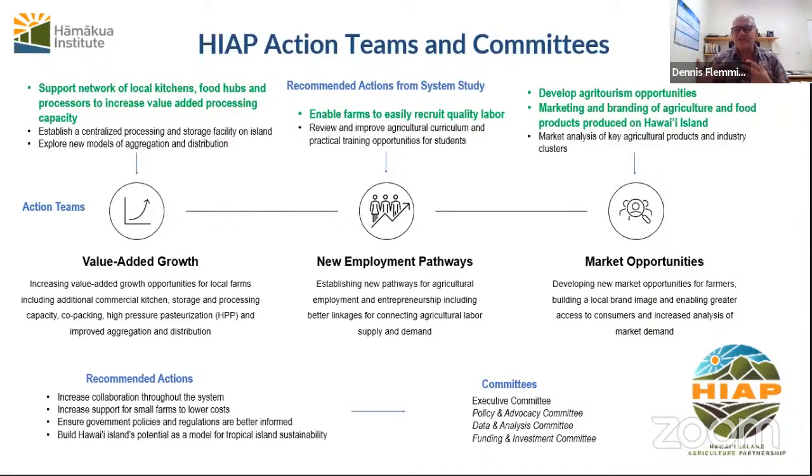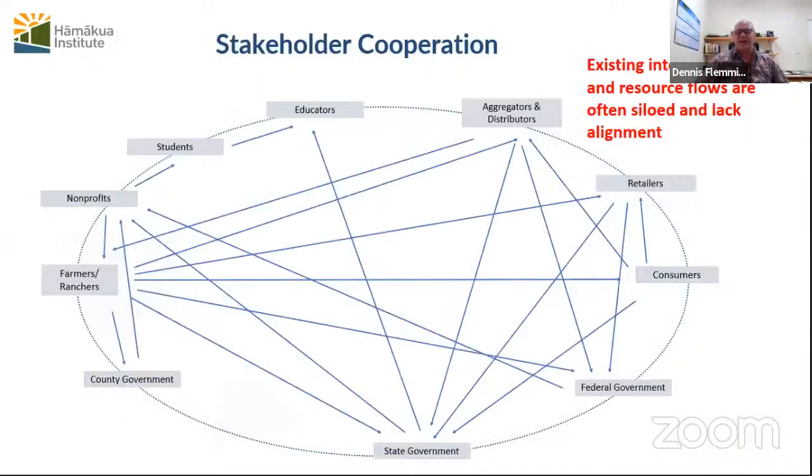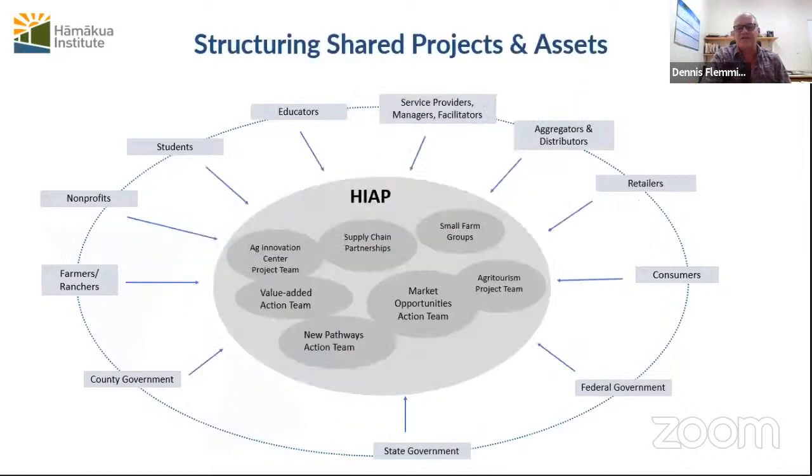So we've got all these teams and these committees within HIAP, but one of the things that we've looked at within the Institute is the fact that even though there is this public-private partnership that's trying to be as inclusive as possible, there's still a lot of silos in this whole ag and food system and a lot of disjointed efforts that don't go as far as they could if they weren't more collaborative and complementary to each other under a common strategy.